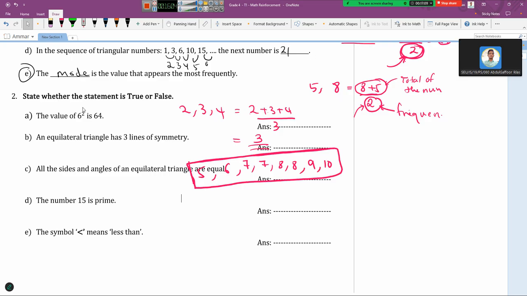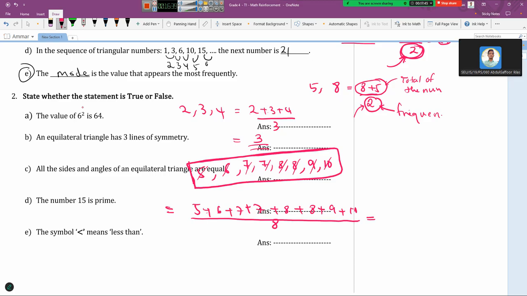The average is? Now, how to find the average? First, we have to take the total of all these numbers: 5 plus 6 plus 7 plus 7 plus 8 plus 8 plus 9 plus 10. And divide by how many numbers we have here: 1, 2, 3, 4, 5, 6, 7, 8. Divided by 8.